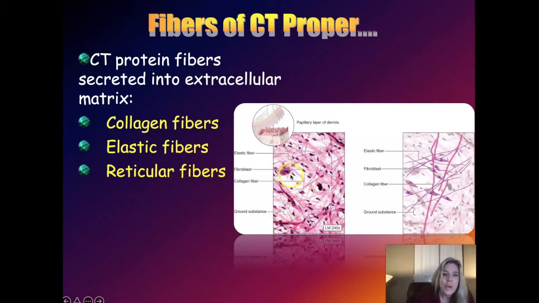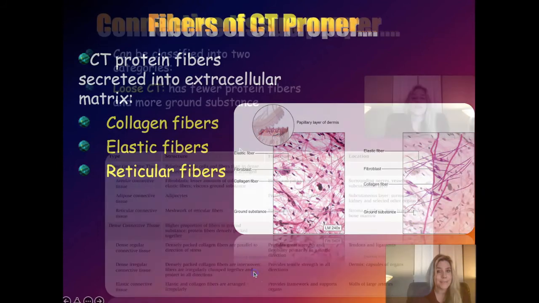And then, of course, you have your ground substance that these fibers are working through. And you'll have cells like these fibroblasts that give rise to all this. So in looking at the diagram, elastic fiber, we have the fibroblast or the cells, and the collagen fiber is much thicker, and then the ground substance is everything behind that.